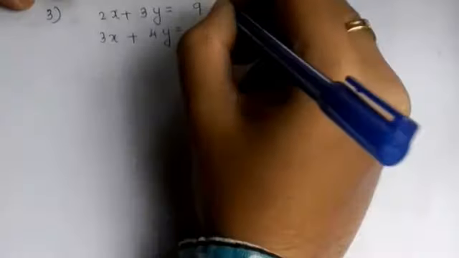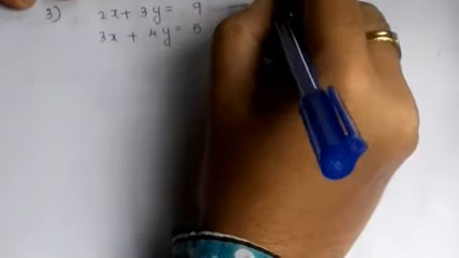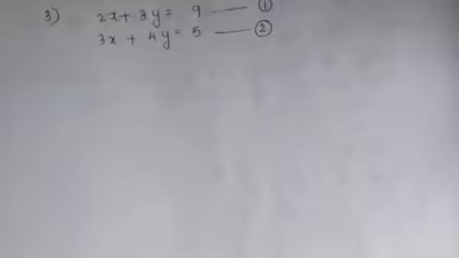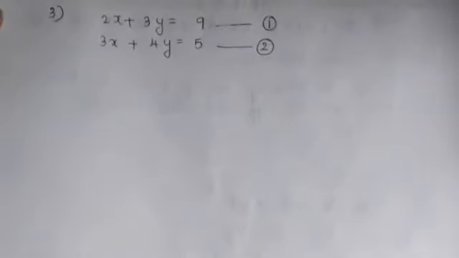Moving to our third question: 2x plus 3y is equal to 9 and 3x plus 4y is equal to 5. What is the first step? Mark the given equations as equation number 1 and equation number 2. But unlike the last problem, it is not easy. In the last problem, it was very easy to write down x is equal to or y is equal to. But here it is not like that.